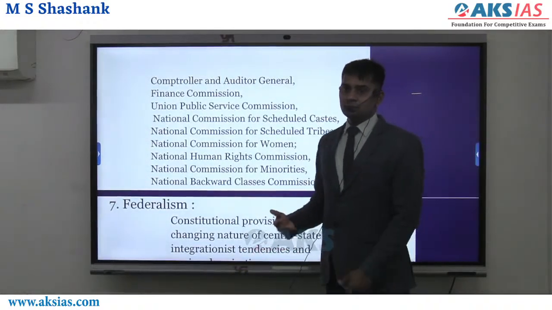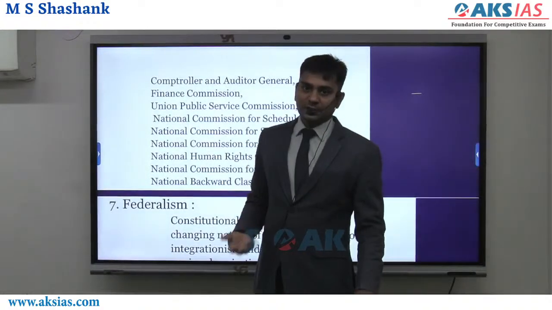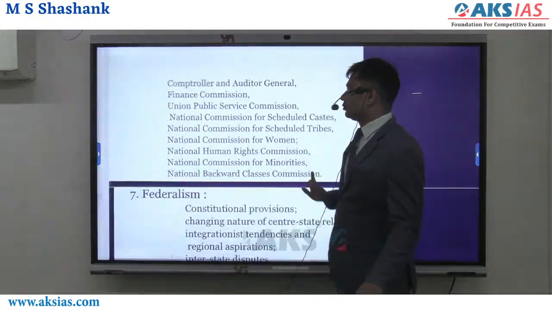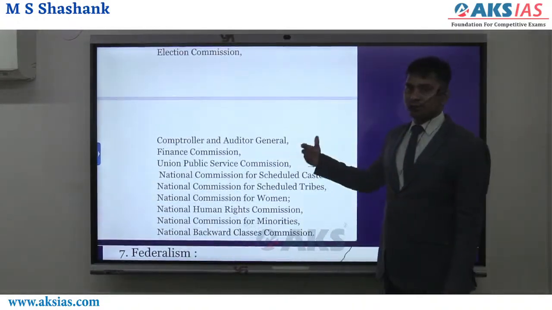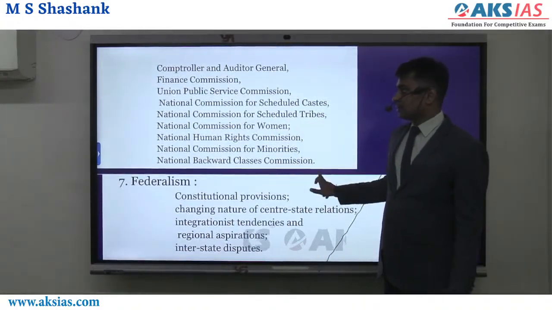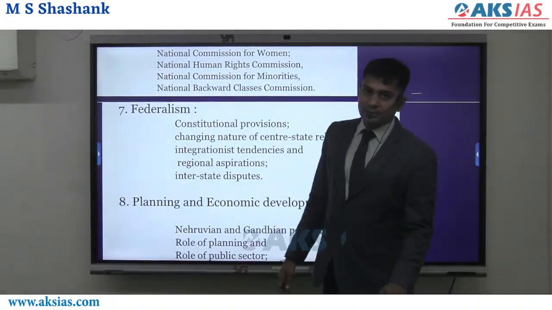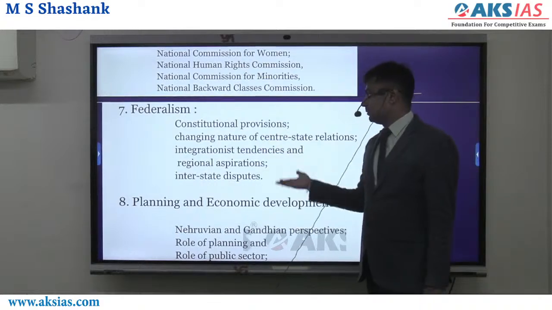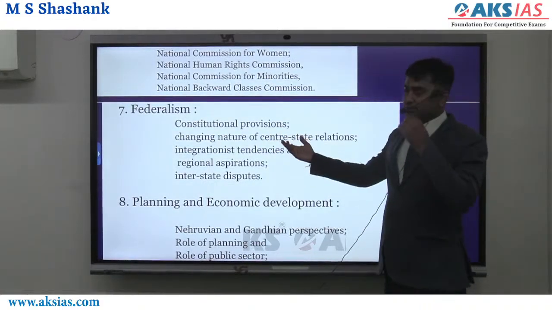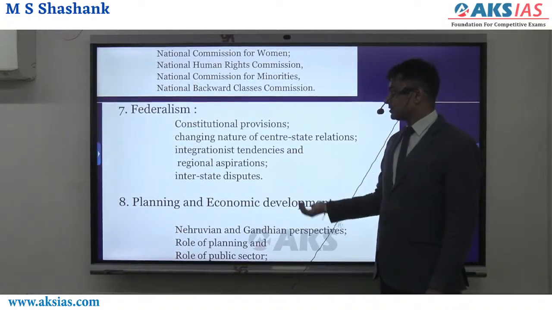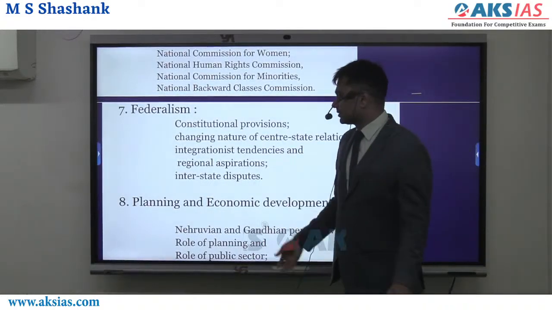Here we have to look at what the various statutory organizations are and how they are formed. The same thing was there in GS paper 2. In GS paper 2 you find it, in prelims you find them. So these are all the components which are present here. This is what I said, federalism, Part 10, Part 11, Part 12, Part 13. Constitutional provisions for federalism, changing nature of center-state relations, integrationist tendencies, regional aspirations, interstate disputes.